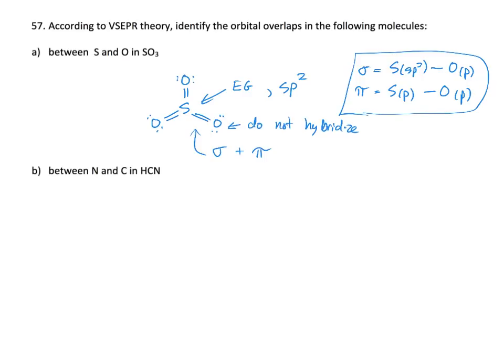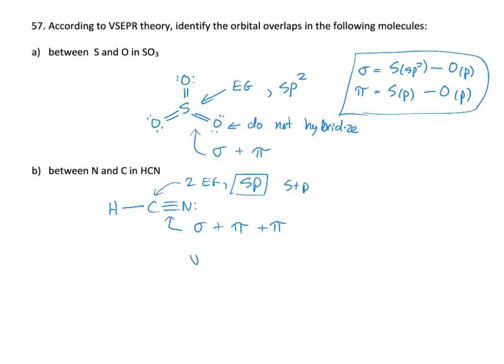The second one asks about the bond between nitrogen and carbon in HCN. The Lewis structure for this is carbon, nitrogen, like so. And it wants the bond between the N and the C. This has a triple bond, which is a sigma plus 2 pi's. The carbon has 2 electron groups, meaning it's sp hybridized. 2 orbitals make an sp, an s and a p. And 2 is equal to the number of electron groups.